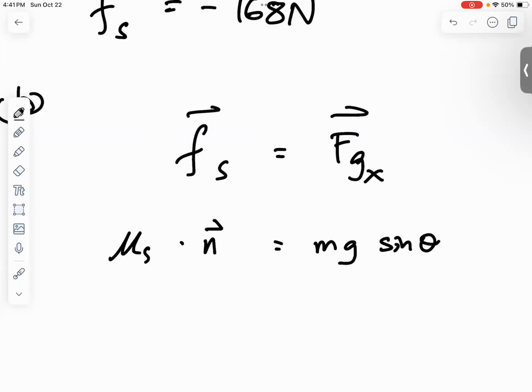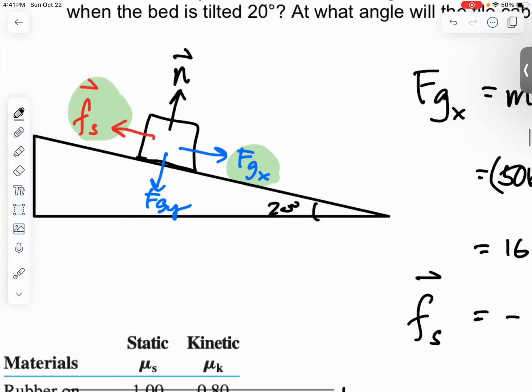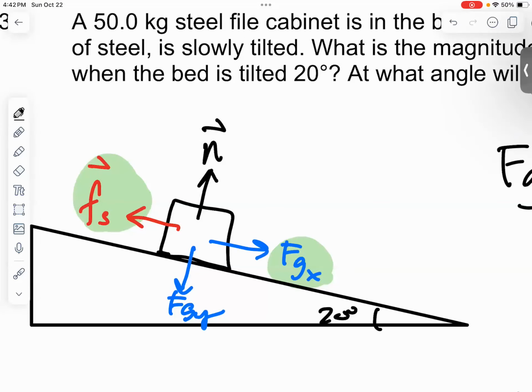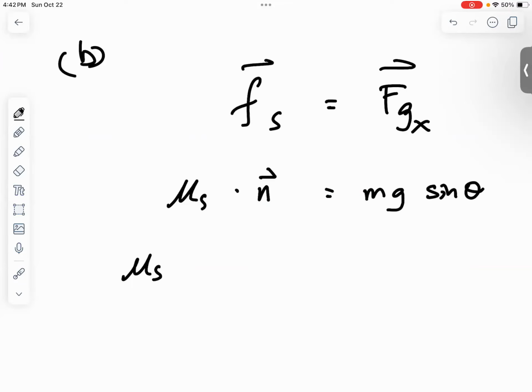Now, again, we are not dealing with anything in numbers. We are just playing with the algebra right here. Well, we know the coefficient of friction, that's 0.8. We can put in some numbers, but what about the normal force? Well, normal force is going to be the opposite of FGY, right? FGX is mg sine theta. FGY will be mg cosine theta, right? So mu s will be multiplied by mg cosine theta. Are we okay so far?